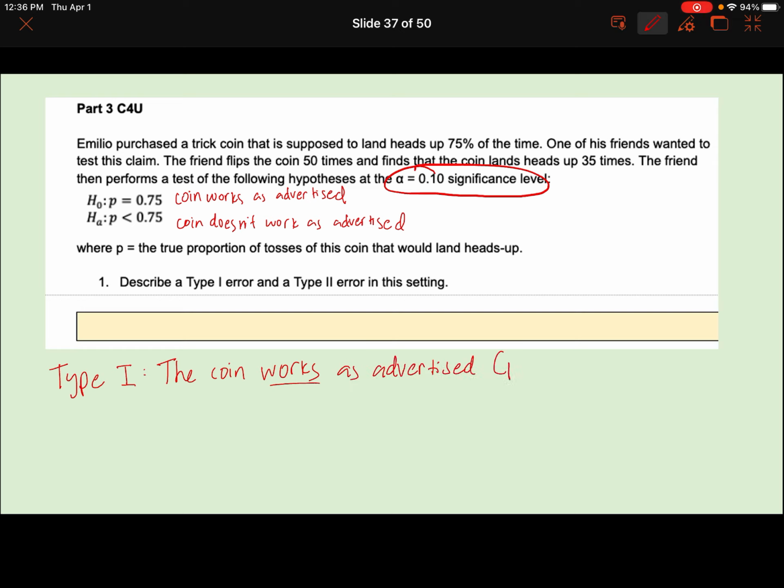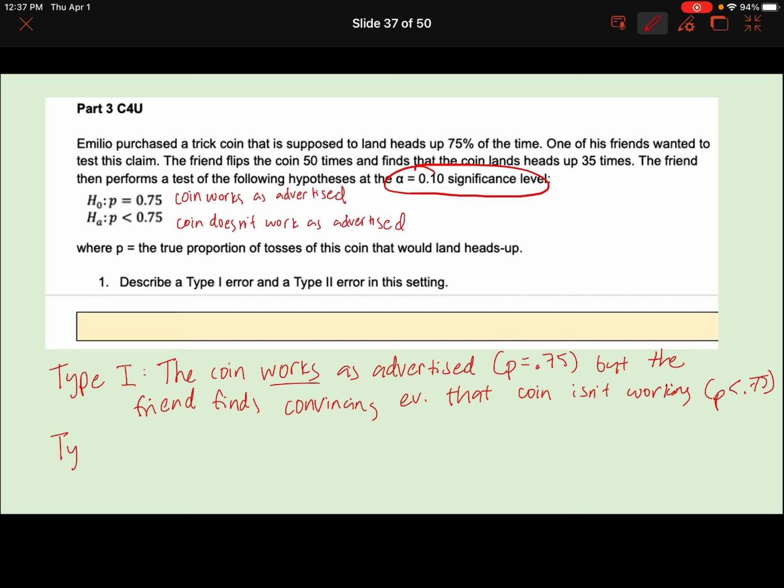And I'm going to say what that means, that P is equal to 0.75. But the friend finds convincing evidence that the coin is not working. And I'm going to state what that would look like. That would be that P is less than 0.75.